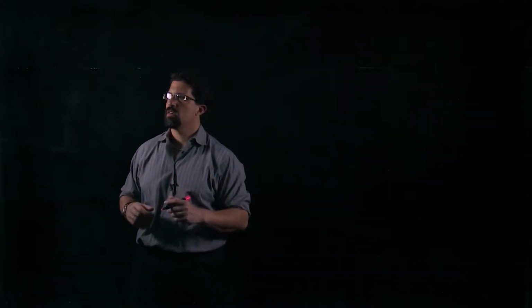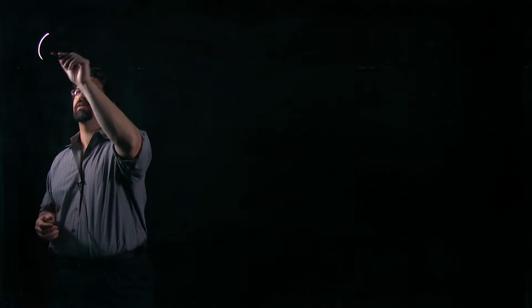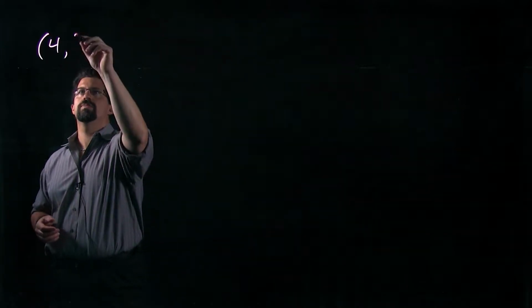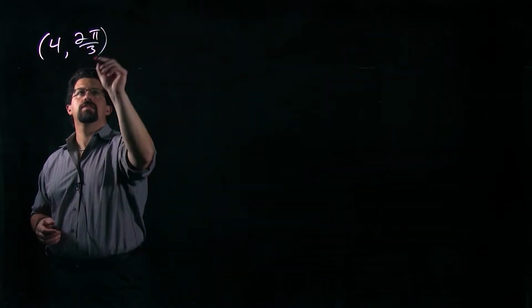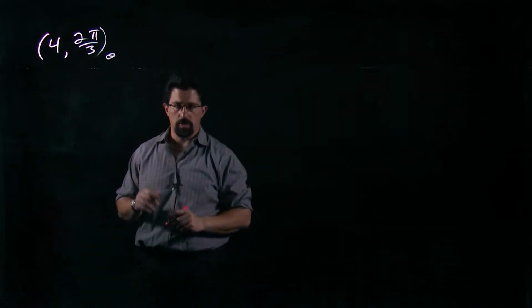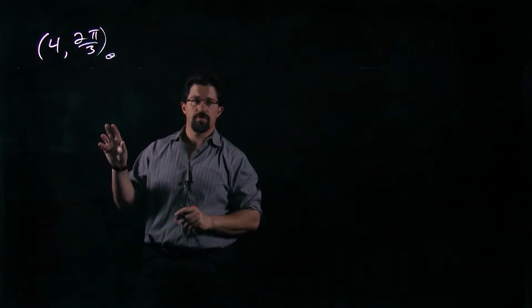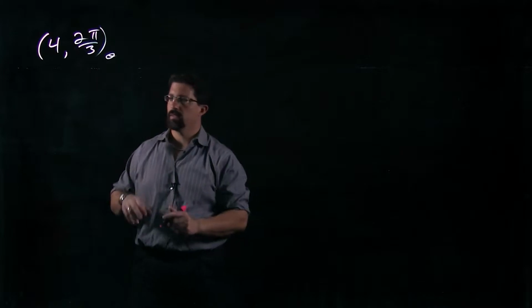In this video, what we're going to do is move from polar coordinates to rectangular coordinates. Very straightforward, doesn't require too much thinking, but it's useful to get a sense of how to think about it. So let's say that we began with, say, (4, 2π/3), and this is given to us in polar coordinates. And we want to shift from that to rectangular.